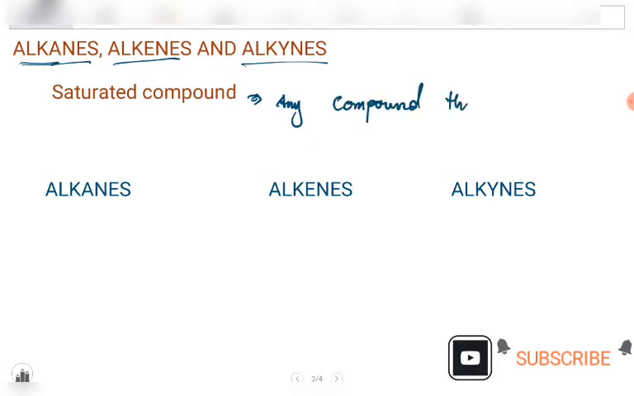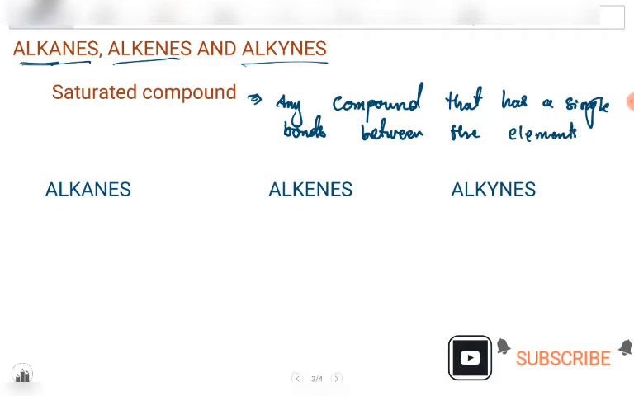that has single bonds between the elements. All of these compounds that have single bonds between the elements are going to be saturated compounds. Okay, so let's start with alkane.